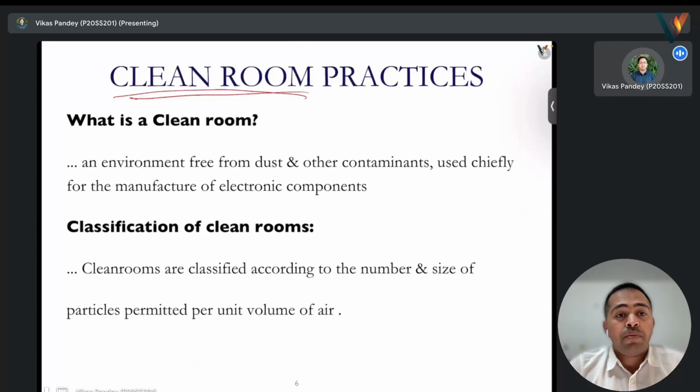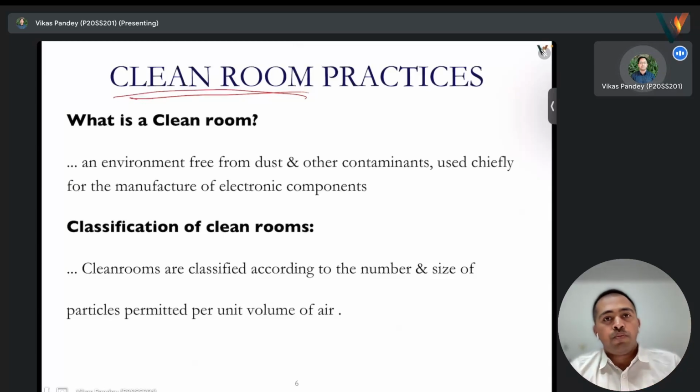So what is a clean room? It is an environment that is artificially made to ensure it is free from dust and other contaminants. Usually these clean rooms are there in manufacturing and the electronic component industry, as well as in the pharmaceutical industry.